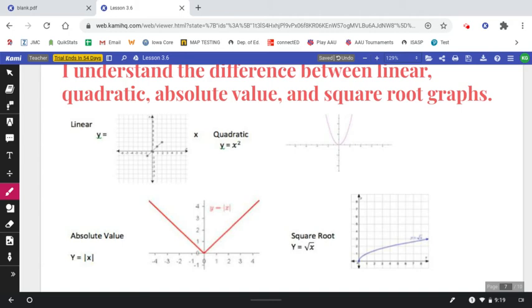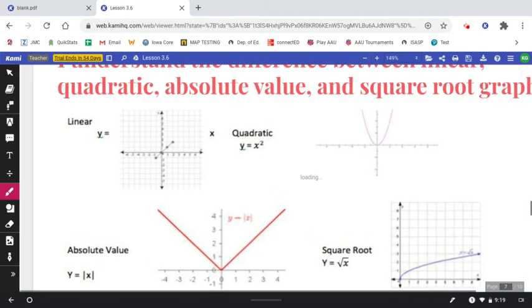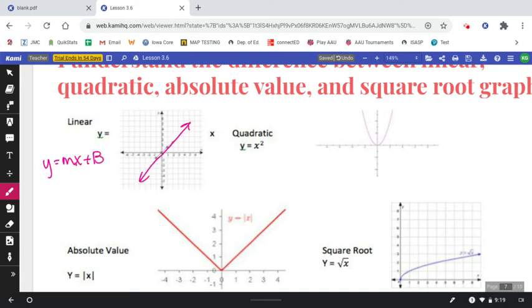The next thing we have to remember is what is the difference between linear, quadratic, absolute value, and square root graphs. And so I put a picture of each of these on here so that we remember what they look like. So for a linear graph, remember it's in the form of y equals mx plus b, and a linear graph always makes a straight line. So it's got the word line in it. A quadratic graph is when you square the x term. And once you do that, it creates this parabola-shaped U-graph.